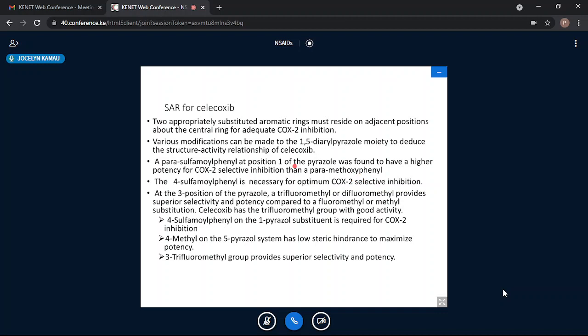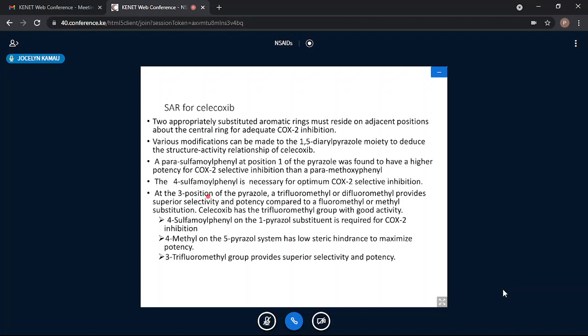We are only saying that for celecoxib, that was the group that was found. Remember, these are clinical trials which are being done. You test the molecule for maximum activity so that you deduce the best structure which is responsible for maximum activity. So on the pyrazole, the group which was found to have maximum activity is the sulfamoyl phenyl group.